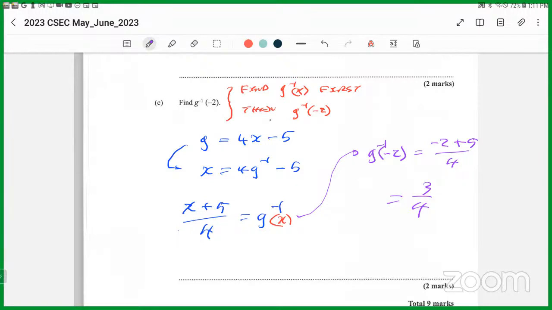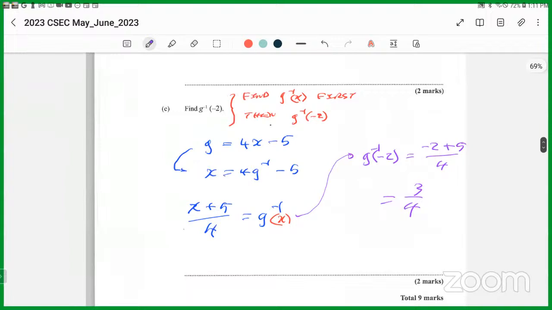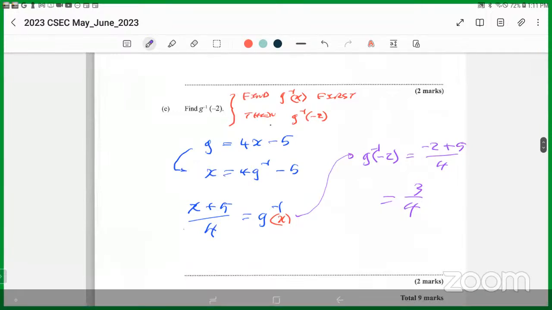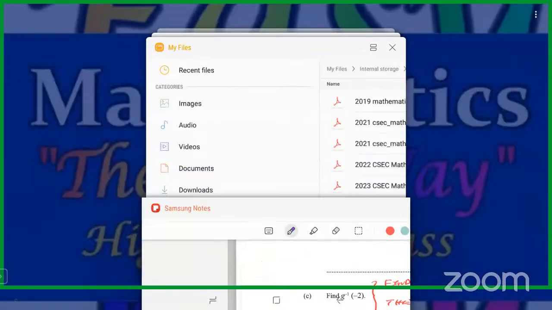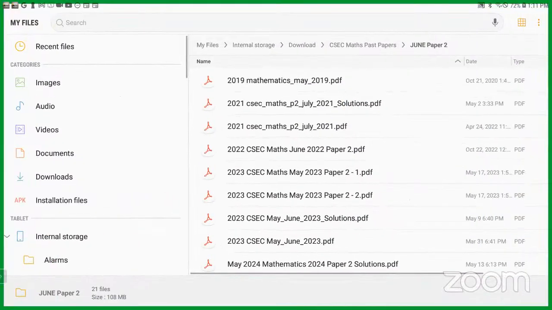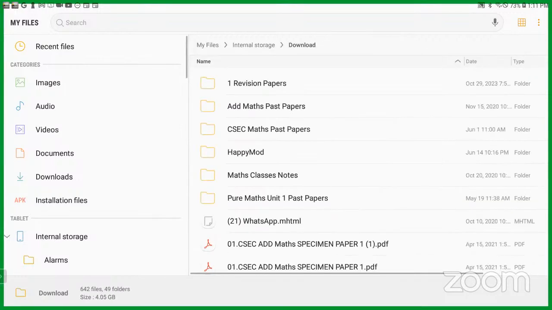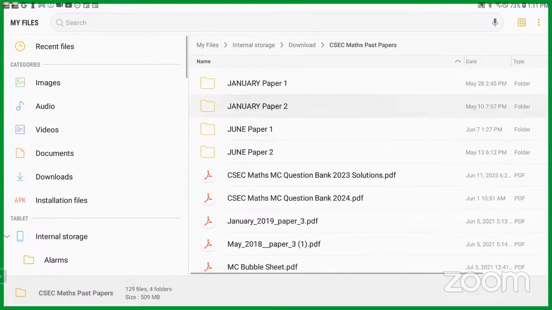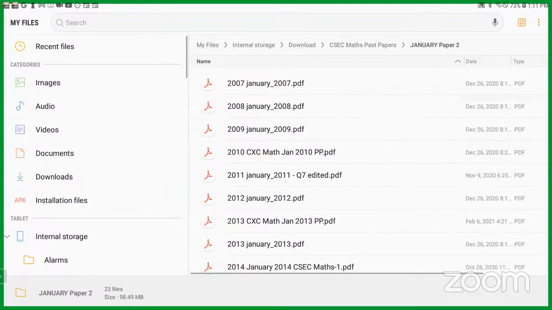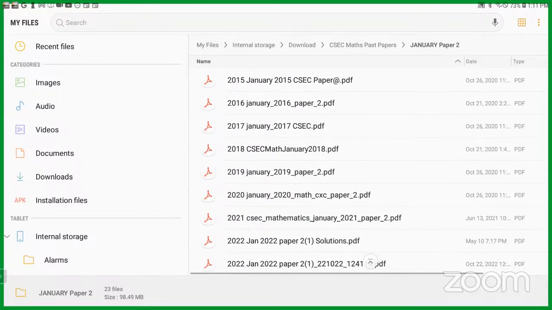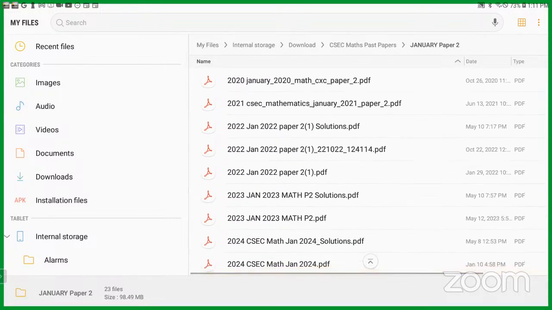I'm going to do maybe one or two more past papers, whatever comes up on it. So that was June 2023. Let's look at January 2023 and see what it was. Just randomly I'm picking two past papers now.